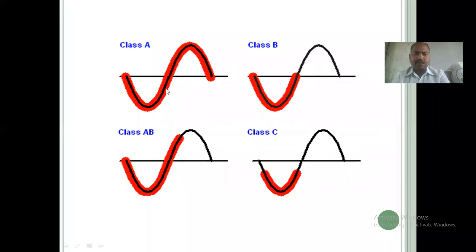See, this diagram shows the class A type of amplifier. This diagram shows the class B type of amplifier. Okay, this indicates the full 360 degrees. This indicates 180 degrees. This indicates class AB, greater than 180 but less than 360. Class C has less than 90 degrees. Okay, sorry, less than 180 degree period of operation.